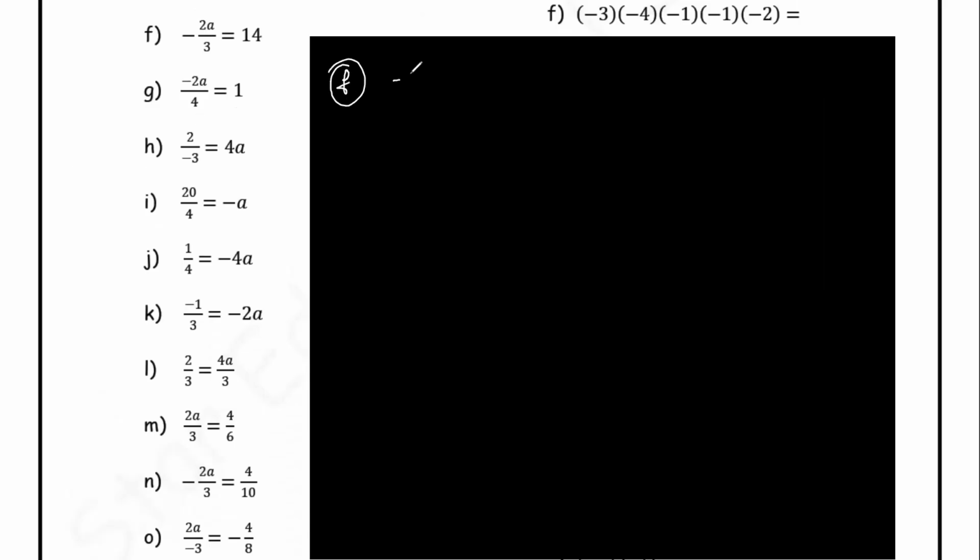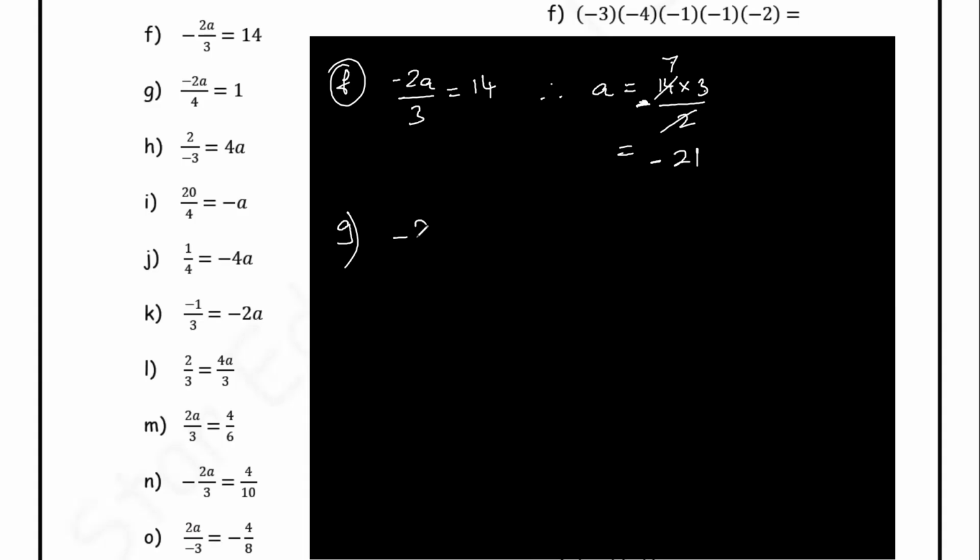Negative 2a over 3 is equal to 14. So I'm just going to apply my trick, which I've learned here. So A is equal to 14 into 3 over 2. And don't forget the whole thing is negative, right? So that's the negative sign. That gives me 2 goes into 14 7 times, and 7 times 3 is 21. And don't forget the negative. So A is negative 21.